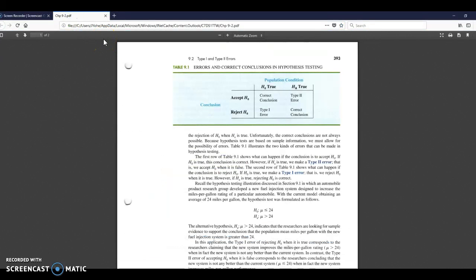Hello, welcome back. We're on section 9.2 of the hypothesis testing chapter. And here we're looking at type 1 and type 2 errors. This is fairly simple. It's just a matter of memorizing it.